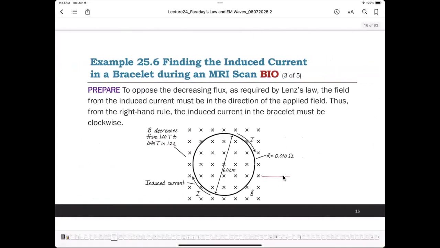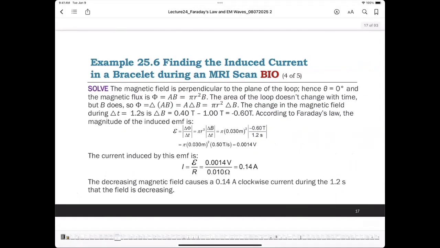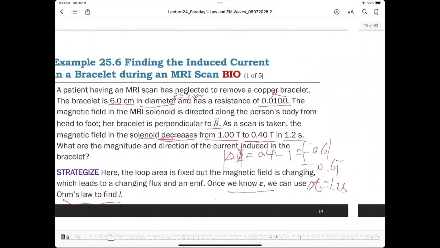To oppose the decreasing flux, as required by Lenz's law, the field from the induced current must be in the direction of the applied field. Thus, from the right-hand rule, the induced current in the bracelet must be clockwise. We just talked about that. This is the direction of the induced current, and the magnetic field is perpendicular to the plane of the loop. This is what the question gave us.